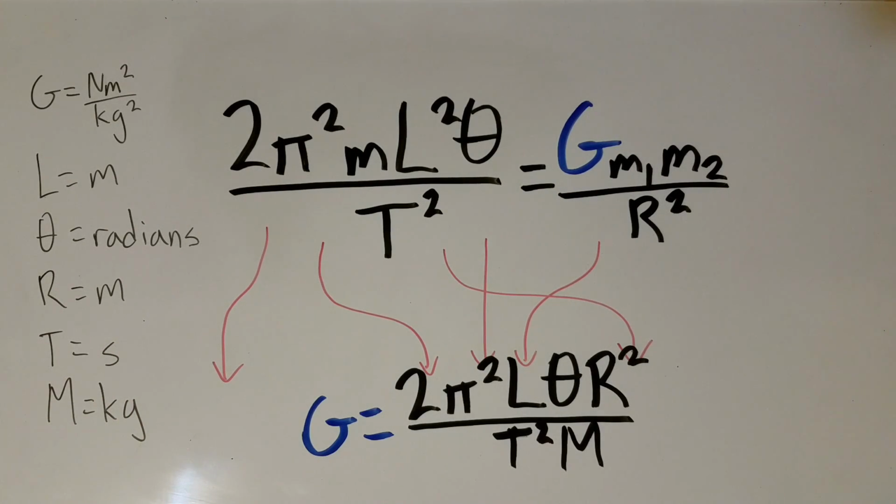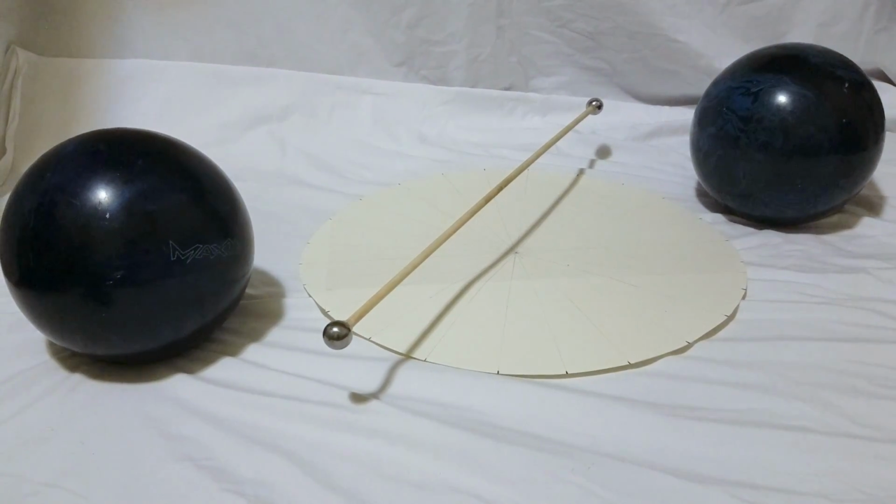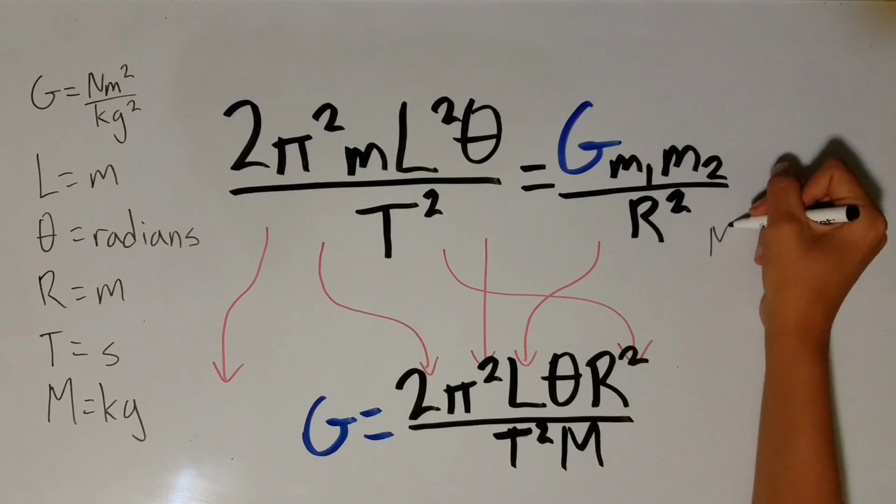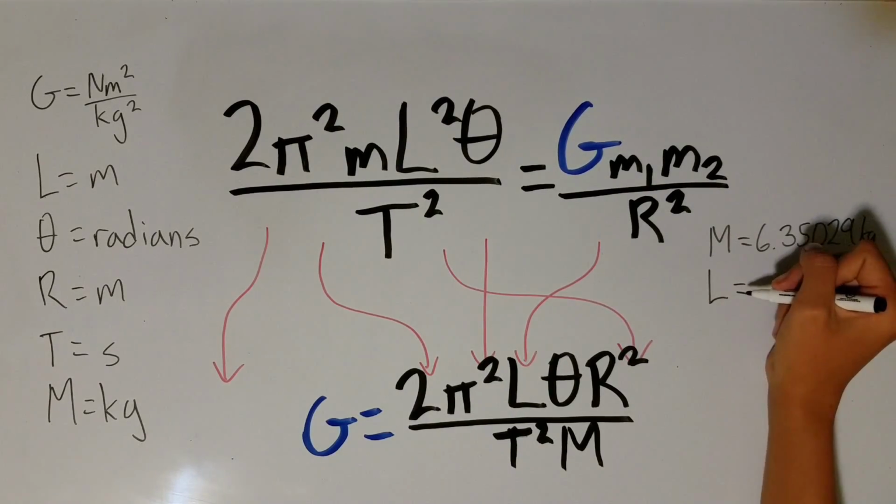If you want to see a more complete explanation of the derivation of this equation, there is a link to an article in the description. So, moving on to my extremely simplified version of the Cavendish experiment, I used 2 bowling balls and 2 steel balls. Here are my measured values before the experiment.